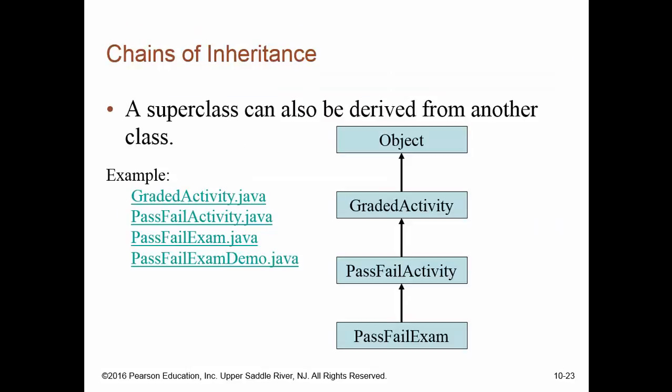All right, here's an example of what's called a chain of inheritance. So in other words, pass-fail exam is a child of pass-fail activity, which is a child of graded activity, which is a child of object. It's like, okay, fine, where the heck did that object come from? Object is at the top of the hierarchy in Java.